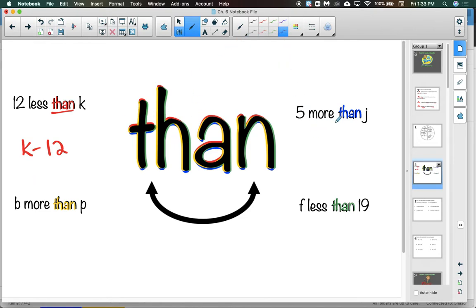Over here, 5 more than J. Well, more is an addition problem, addition word. So I'm going to start with J. Somebody has J dollars, and I give you 5 more dollars than them. So see how the than tells me to turn around those words, turn around the order, J plus 5.